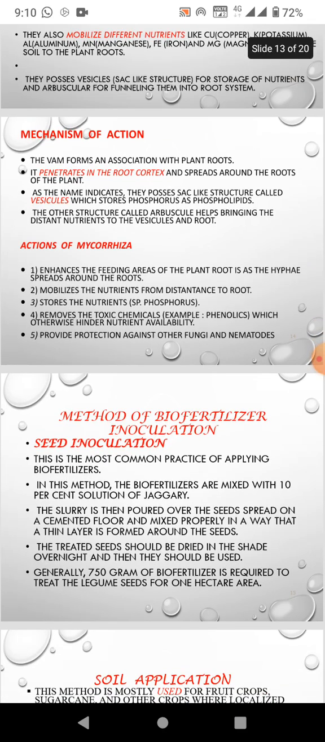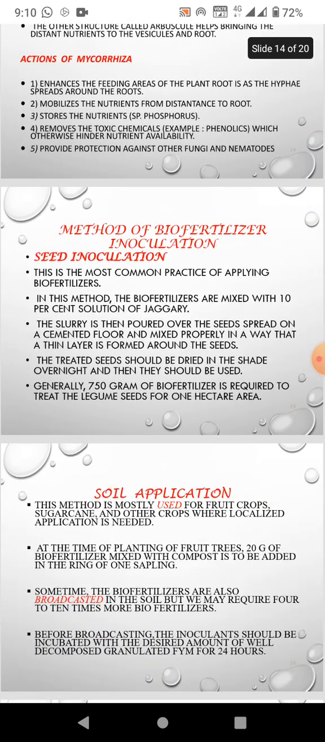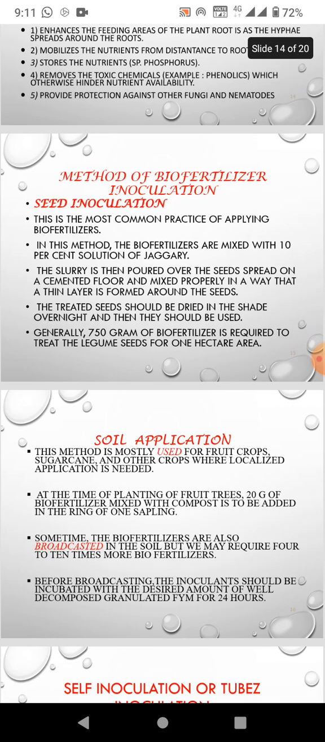And then the method of biofertilizer inoculation, the seed inoculation. This is the most common practice of applying biofertilizer. In this method, the biofertilizer is mixed with a 10% solution of jaggery. The slurry is then poured over the seed, spread on a cemented floor and mixed properly in a way that a thin layer is formed around the seed. The treated seed should be dried in the shade overnight and then used. Generally, 750 gram of biofertilizer is required to treat the legume seed for 1 hectare area.